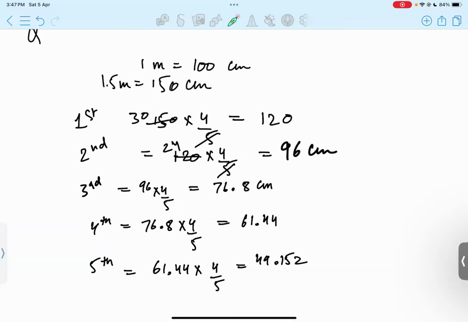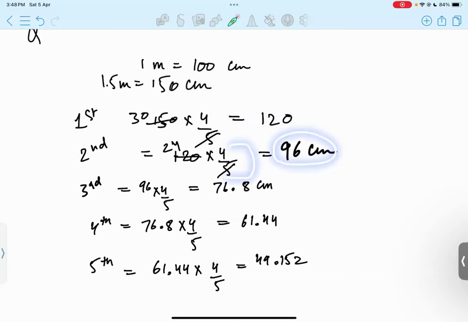So in this case, you just have to keep calculating 4/5 of the previous height. So we start with 150 total height that is given to us. So 150 times 4/5 would be 120. So this is the first bounce. Then we'll calculate 4/5 of 120 because it is the previous height.